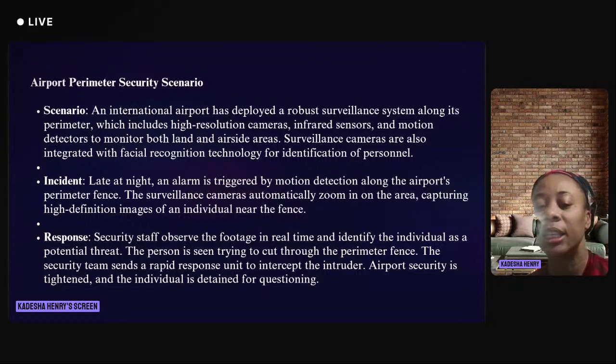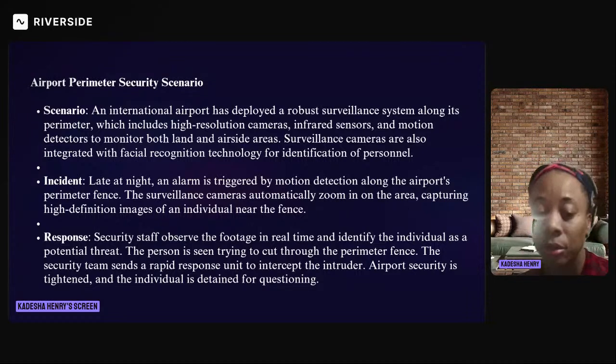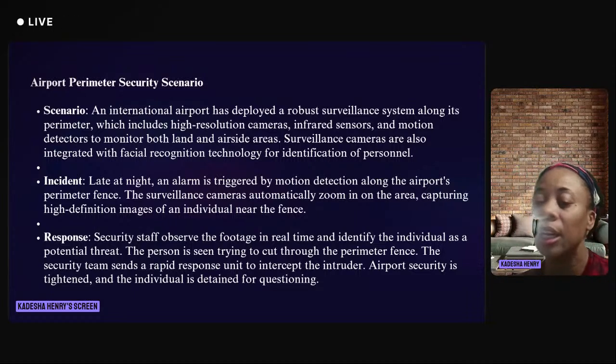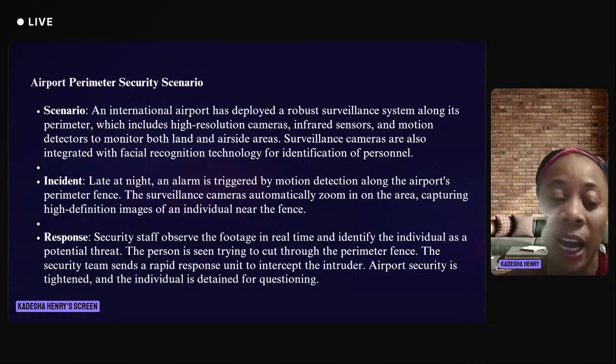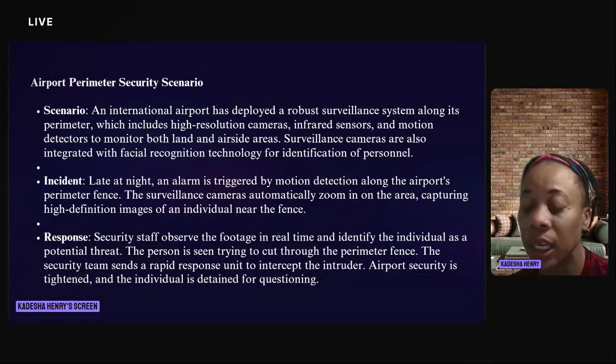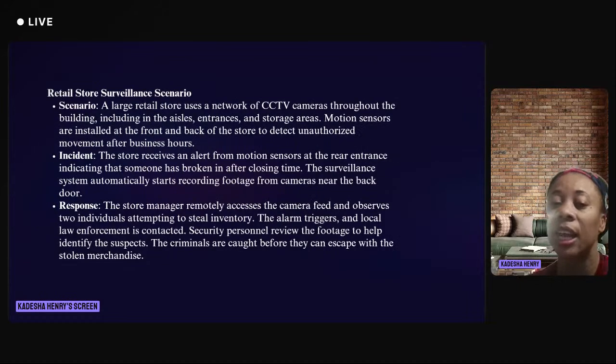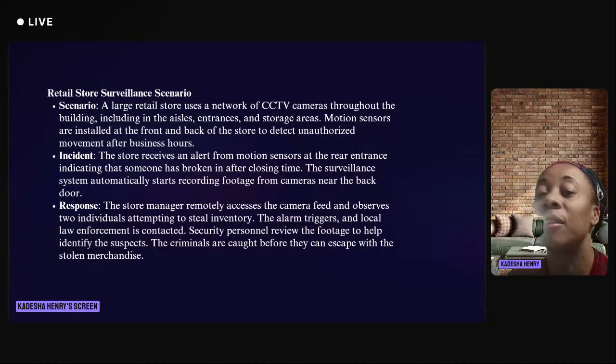The person is seen trying to cut through the perimeter fence, and the security team sends a rapid response unit to intercept the intruder. Airport security is tightened and the individual is detained for questioning, because all of these high-tech cameras and surveillance systems are there to make sure that no one gets into their system, right? No one's breaking in.